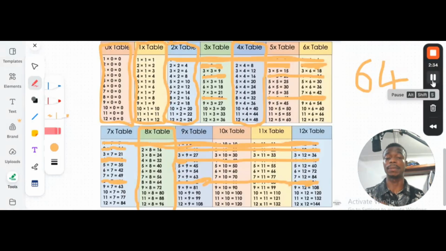6 times 9 is what? 6 times 10 is 60. 60 minus 6 is 54. So 6 times 9 is 54. To multiply a number by 11, add 0 to the end of the number and then add the number. 6 times 11 is what? 6 times 10 is 60. 60 plus 6 is 66.